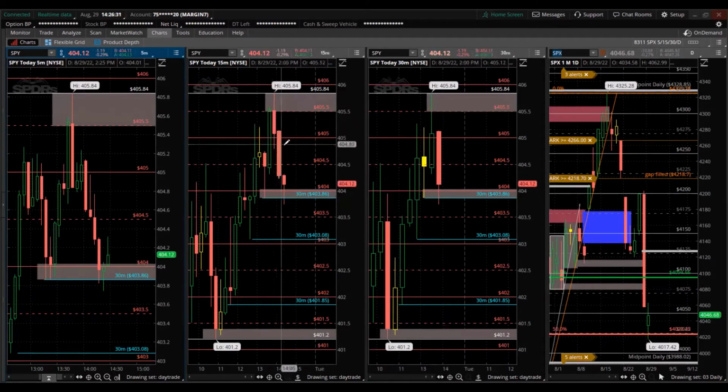Now look at the 15-minute. Again, the next 15-minute candle will be done at 2:30. It's about another 4 minutes. The current trend is lower. Look, each top of these candles, lower high. Each bottom of the candles, lower low. And now we're in the 5-minute.